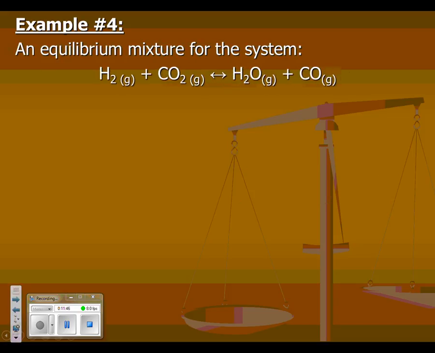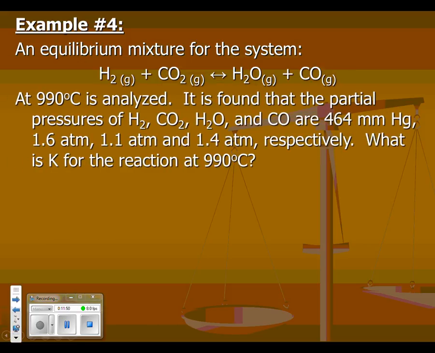Okay, so equilibrium mixture, here we've got one. Now, at 990 degrees, it's analyzed and found that the partial pressures of the species are this, this, and this respectively. So this is just a plug and chug, right? I want you to take a minute, set up the K. Is it balanced, first of all? Yes, it is balanced. So you want to plug in and chug and get an answer for K.